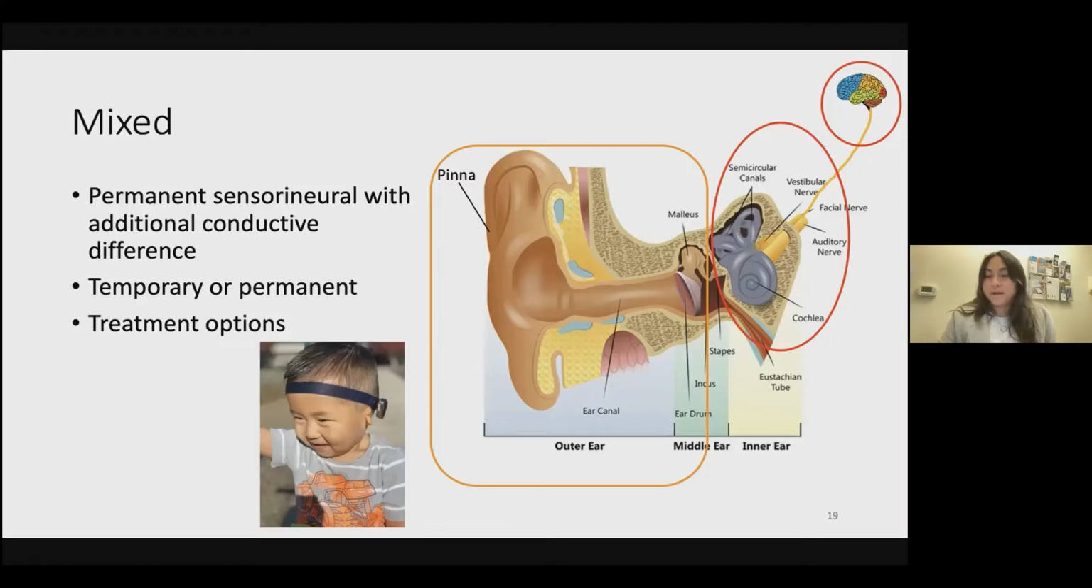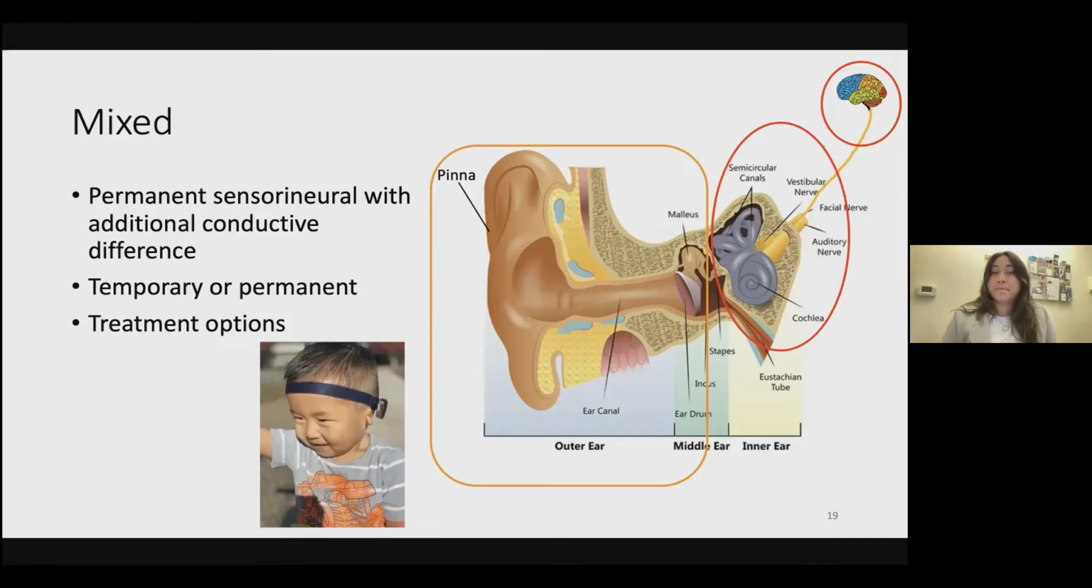If there's a blockage due to wax, for example, or an ear infection in the middle ear causing fluid. And at that point, once the conductive component resolves, once the blockage is removed, your child's hearing difference will return back to the level of just sensorineural.